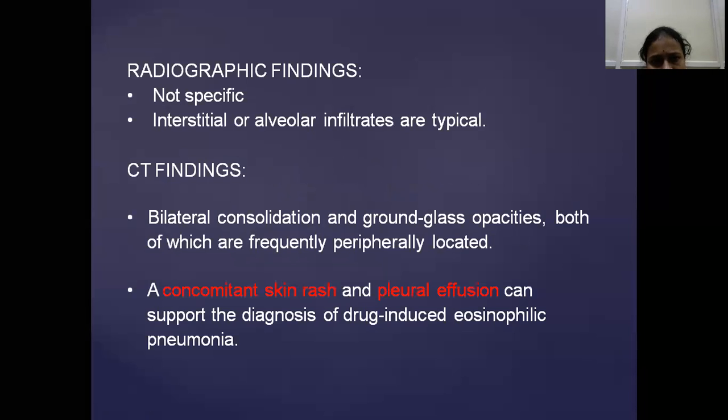The radiographic findings are non-specific. Interstitial or alveolar infiltrates are typical. CT shows bilateral lesions, bilateral consolidation or ground glass opacities, and these are peripherally located most commonly. In all pulmonary eosinophilias, the lesions are mainly peripherally located with bilateral involvement. In this, consolidation or ground glass opacities are associated with concomitant rash and pleural effusion in some patients.